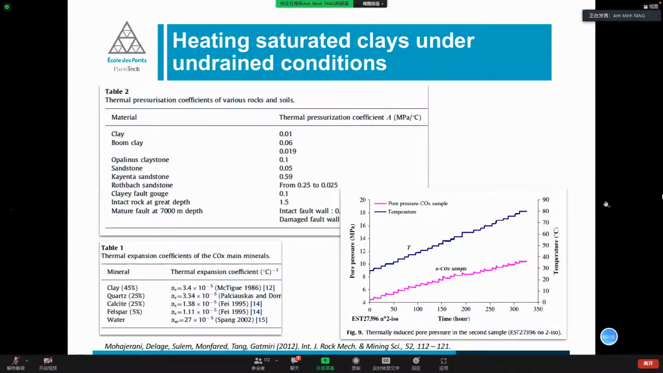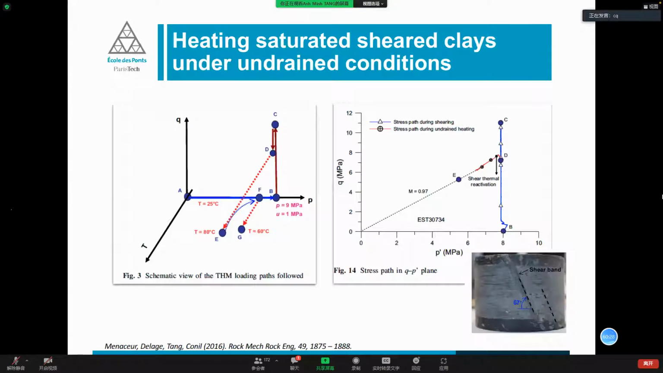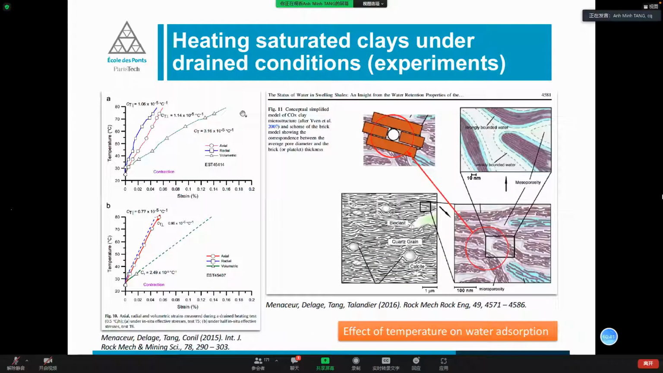You mean the effect of temperature on shear strength or on crack behavior? Because you showed one slide that there is a shear band. Yeah, here. And I read your paper before, and you discussed the contraction in two directions, right? Yes, because the shear band is quite similar to the crack. So I'm wondering, because most soils are anisotropic, if the crack or the shear band has a different direction, the contraction in two directions may be different.